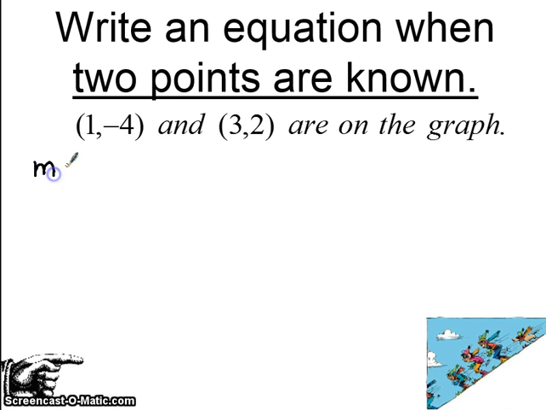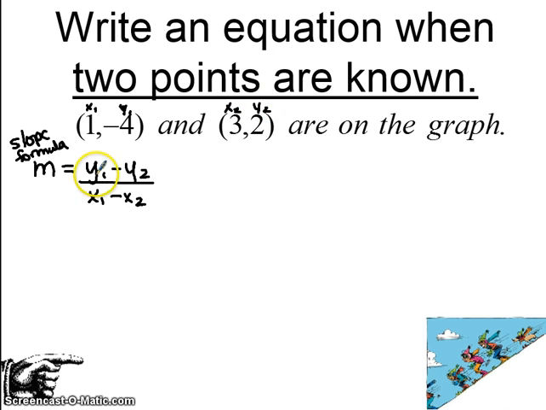How can you calculate slope when 2 points are known? Well, think slope formula. Slope formula says that the slope is equal to y1 minus y2 over x1 minus x2. Now substitute our values, x1, y1, x2, y2. So we have y1, which is negative 4, minus y2, which is minus 2, over x1, which is 1, minus x2. So we have 1 from x1 minus x2, which is 3.